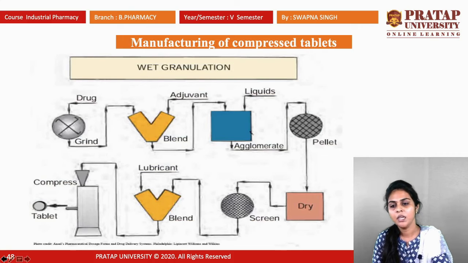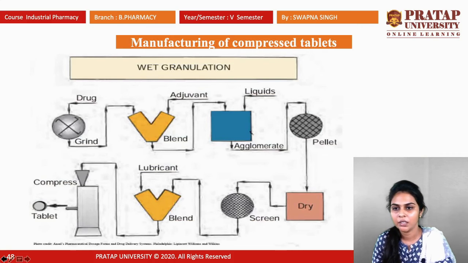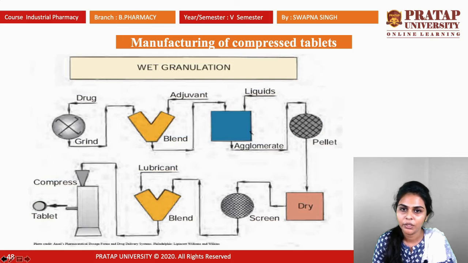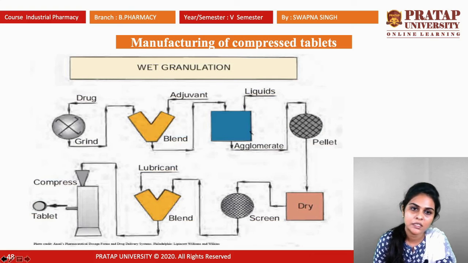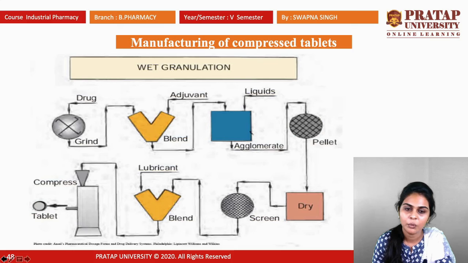In the diagram, first the drug or ingredients are added and ground. After grinding, we blend them together to mix. After mixing, some liquid or binder is added, and we prepare a damp mass. Then the damp mass is sized through a 6 to 12 mesh screen to form pellets or granules. Then all the granules are dried.